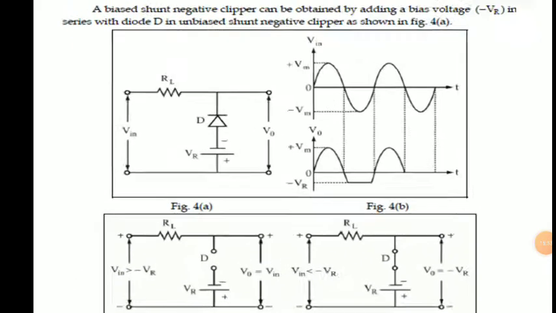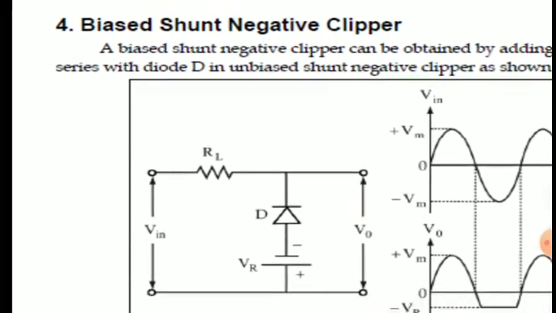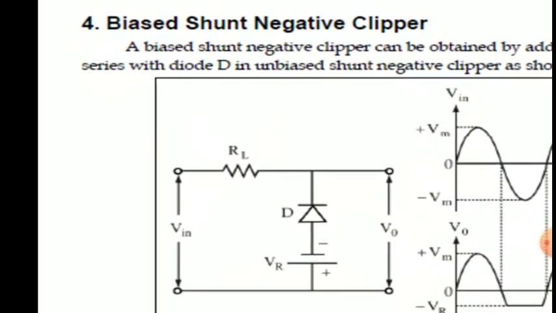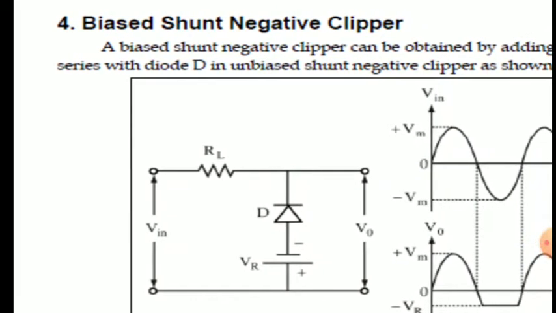Now see the circuit diagram. V input and RL will be there, then the diode direction, and negative VR. The output is taken across the diode and negative VR. Apply the input waveform and minus VR. Draw the minus VR in the input waveform as a dotted line below the x-axis, and VR should be less than V max.